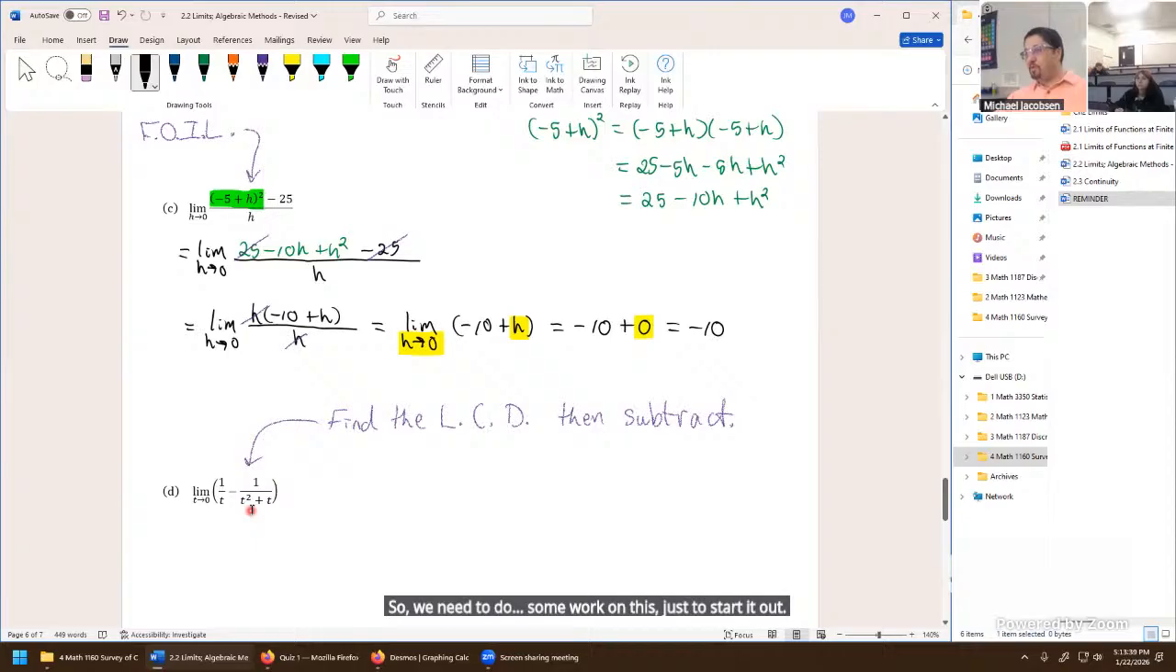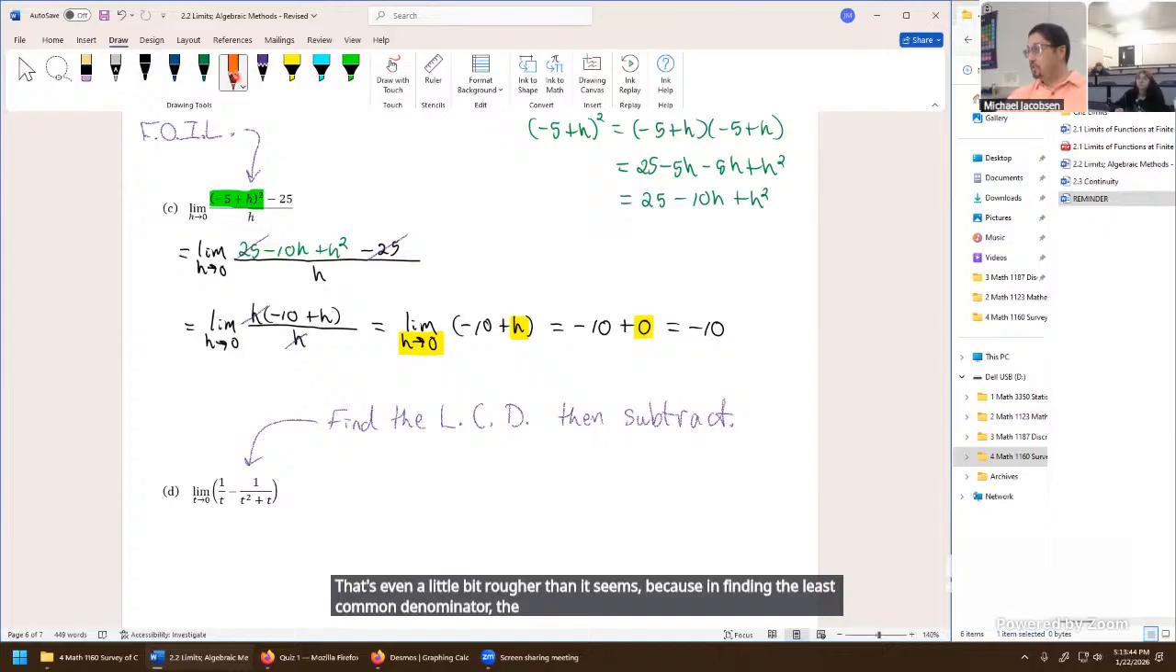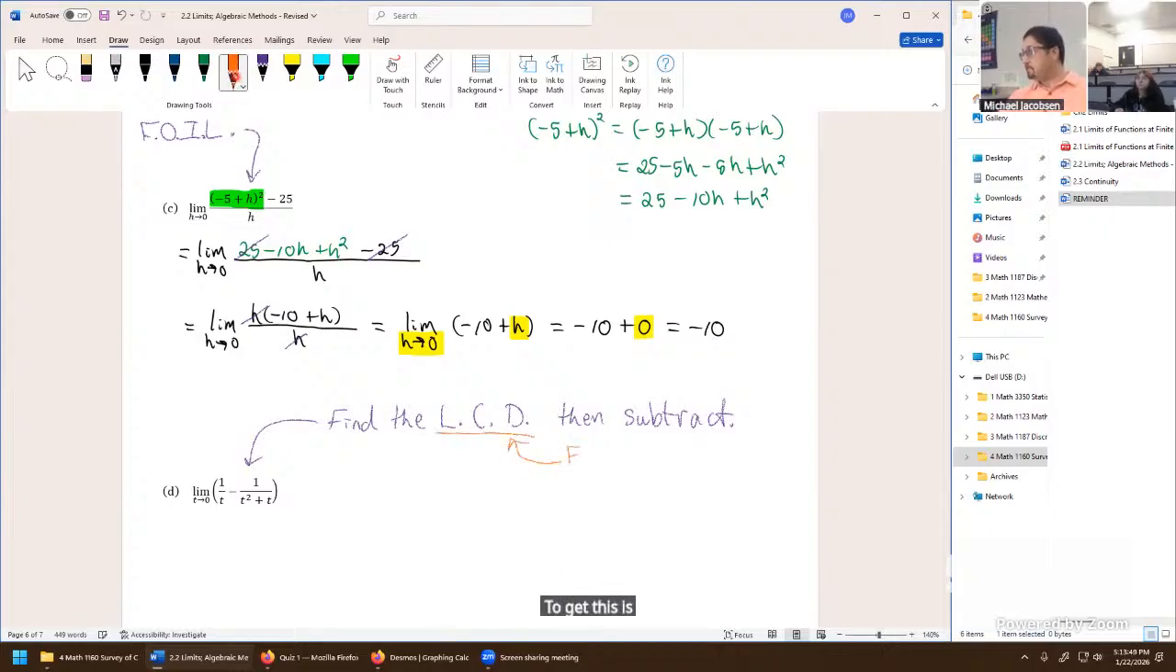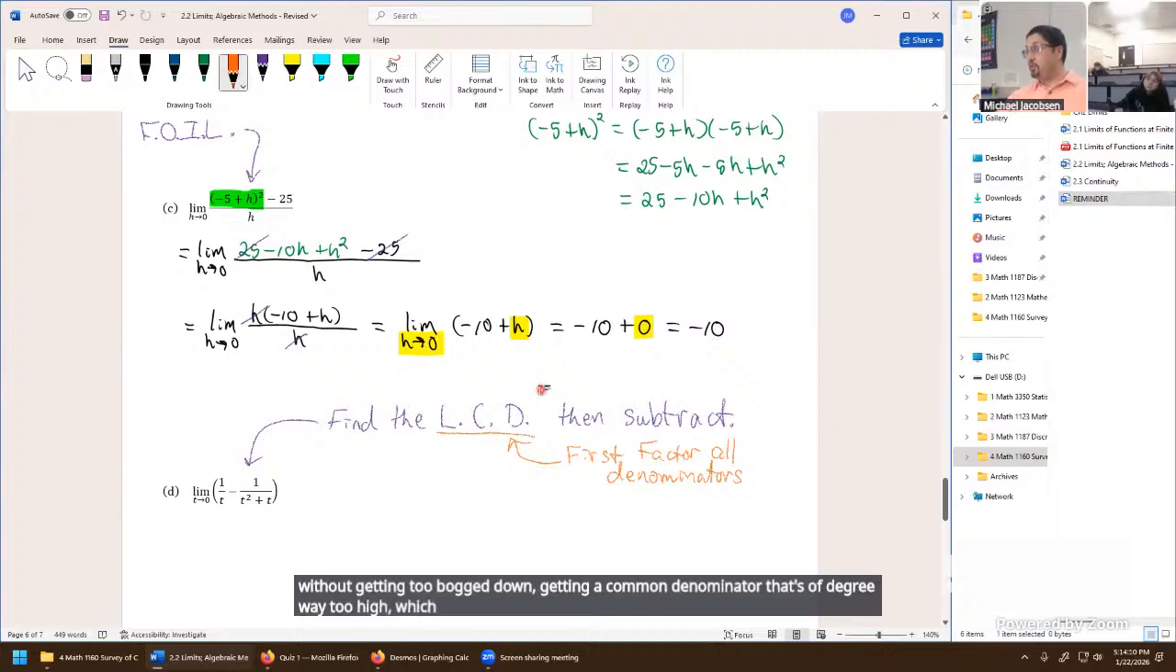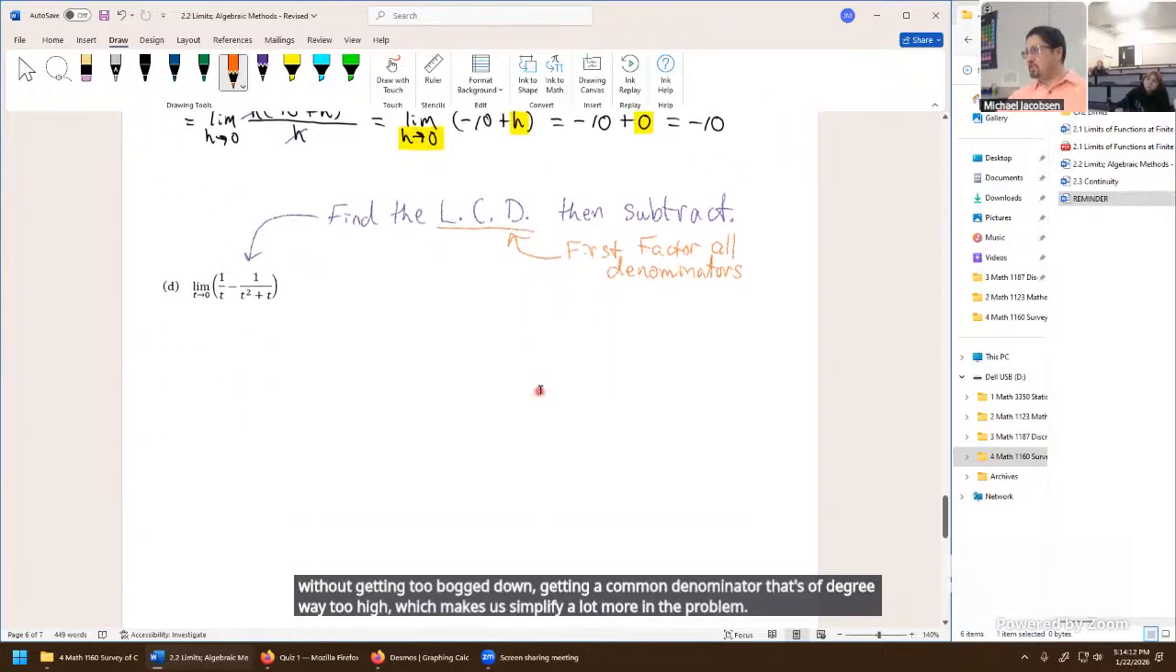And it's even a little bit rougher than it seems, because in finding the least common denominator, the next thing I would want to do to get this is first factor all denominators. That gives us the cleanest approach into producing the least common denominator without getting too bogged down, getting a common denominator that's of degree way too high, which makes us simplify a lot more in the problem. So let's scroll down to this point.